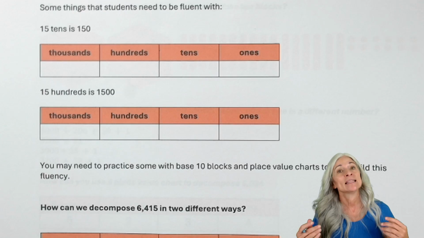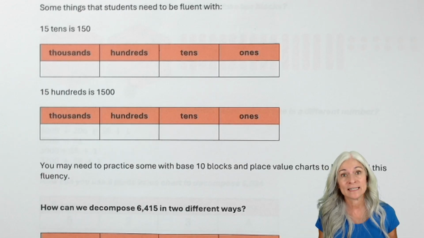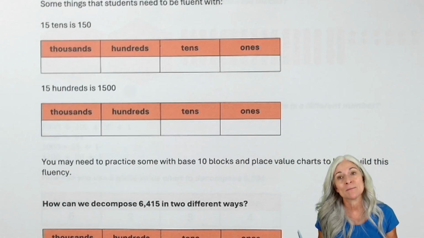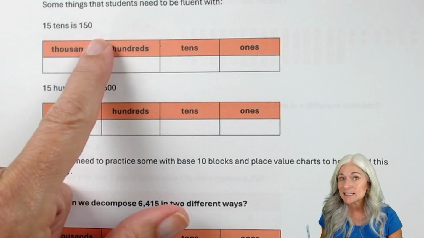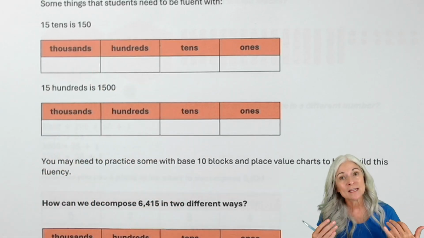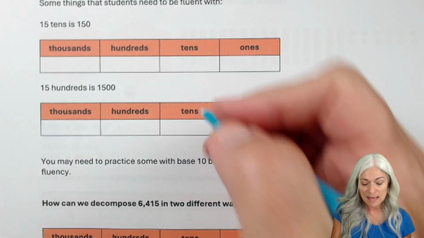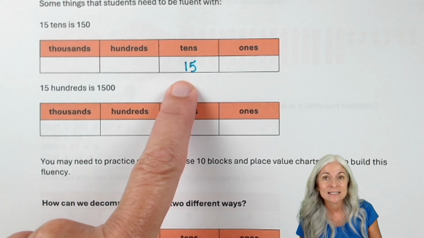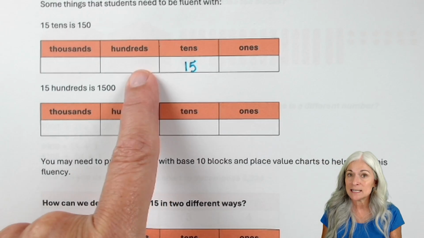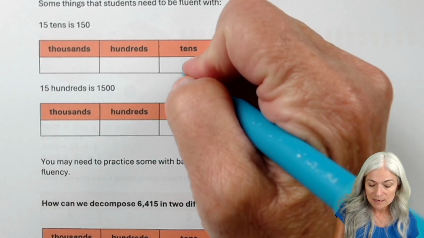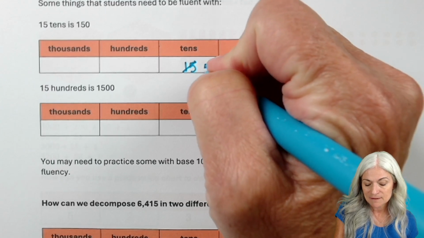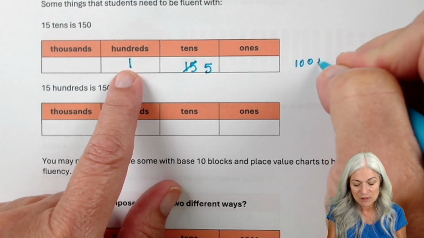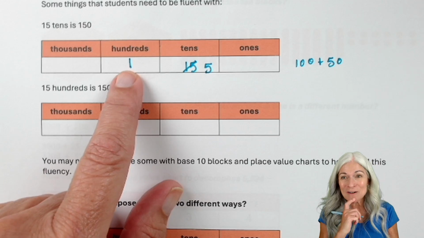Now, some things that you want students to work on becoming fluent with is that if we think about 15 tens, that is 150. Students might notice a pattern that, okay, if I'm talking about a number of tens, I just add a 0 at the end. But you also want them looking at the place value and realizing that if I've got 15 tens, then I know 10 tens makes 100. So I could write this as 5 tens and 100. So we would have 100 plus 50. Do you see where we're going here?